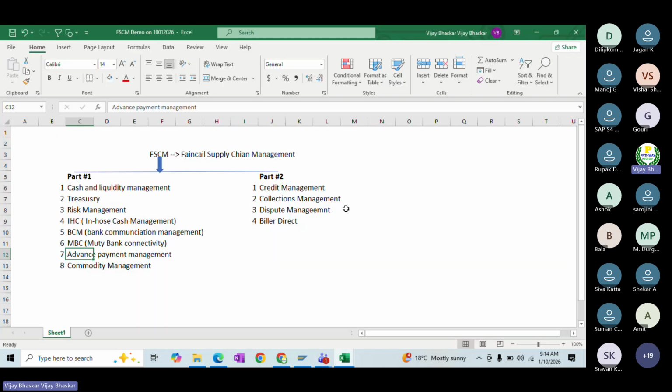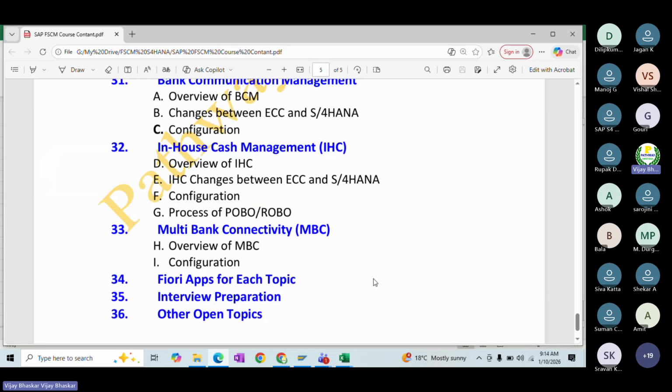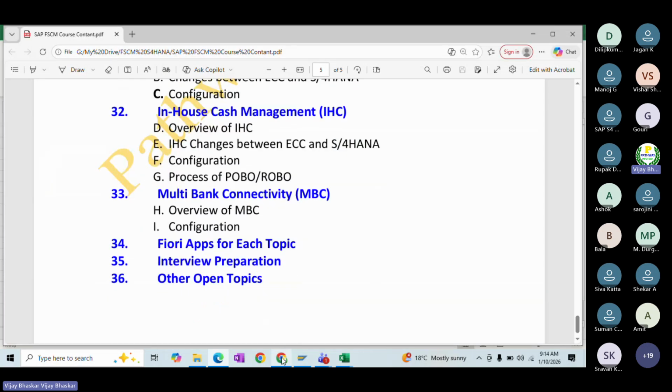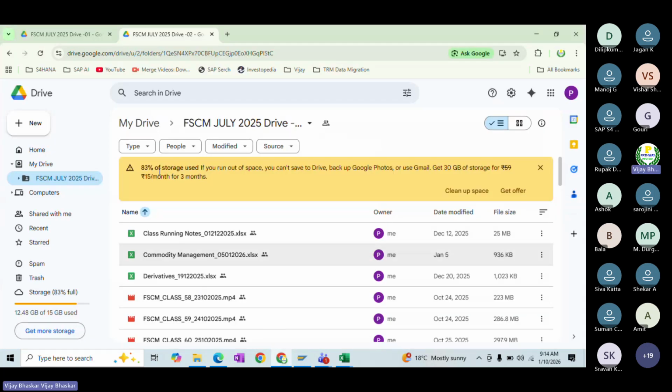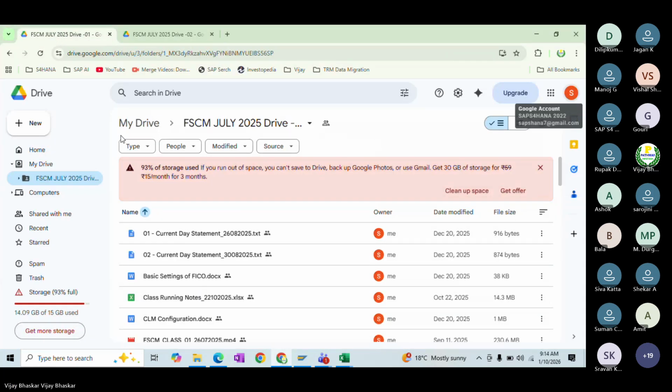Okay, now coming back to that, we have just seen the course curriculum. Now, where we are in the current batch, you can see each and every session taken in detail here. This is the drive one for FSCM, the batch which started in July month.